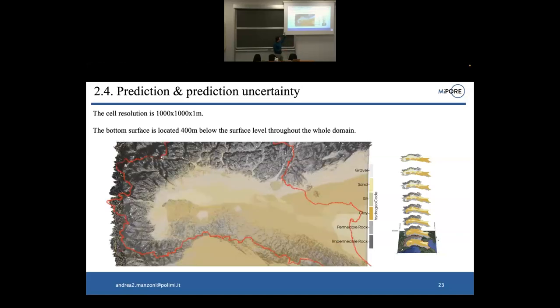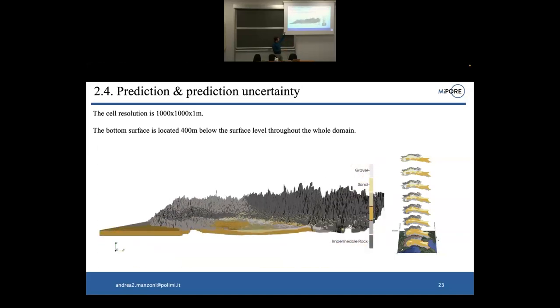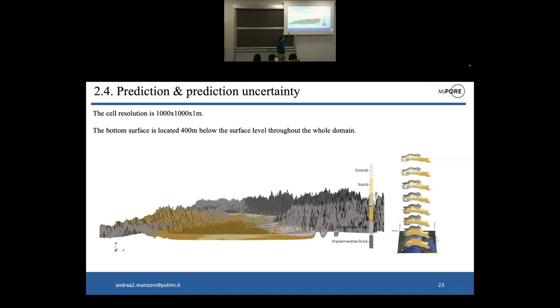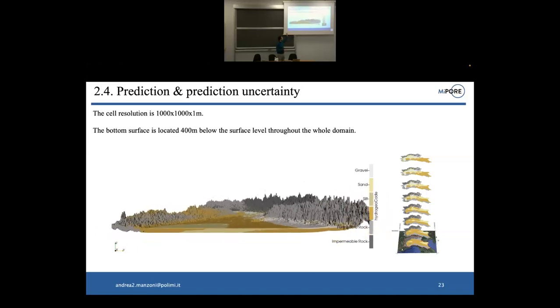Okay, you can see here our result. This is the geological reconstruction that provides the model category in each given point. The resolution at the end will be of 1 kilometer on the planar plane, so on the horizontal plane, and 1 meter of resolution in the vertical direction. We perform our simulation until 400 meters below the ground level.